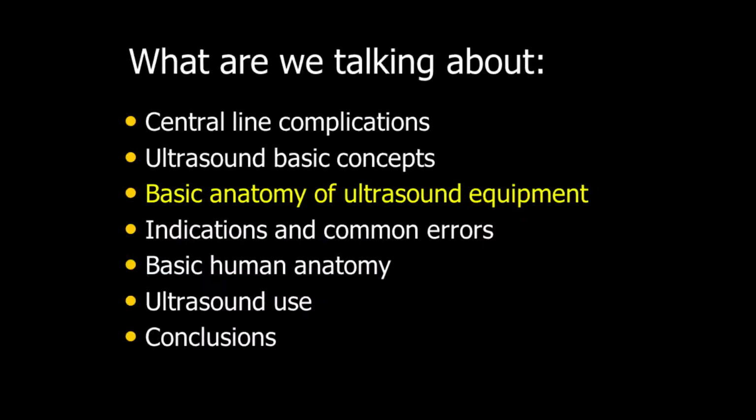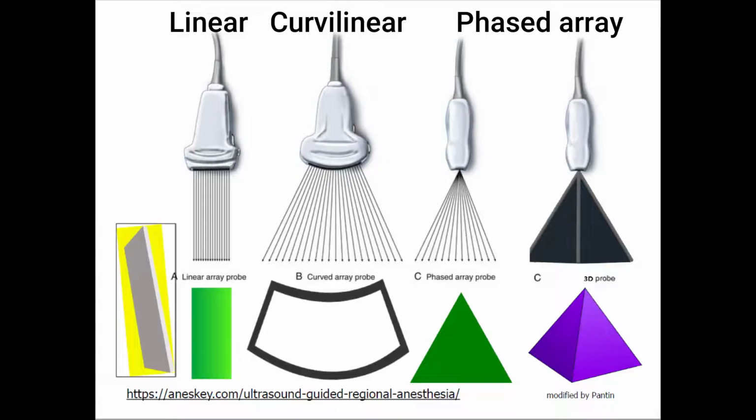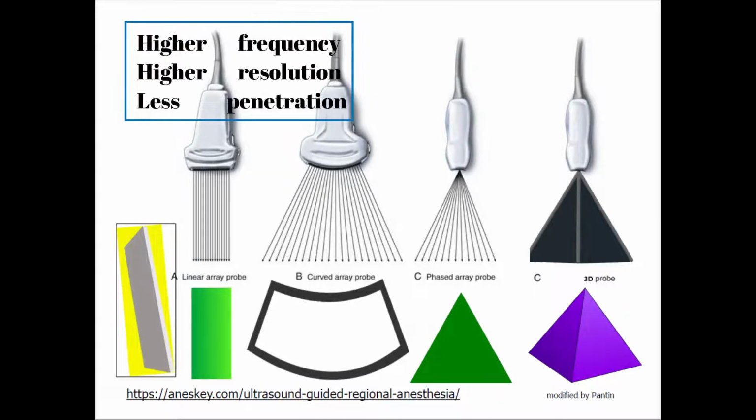Some anatomy of the ultrasound equipment. There are different types of ultrasound probes. We have linear, curvilinear, and phased array probes. For vascular access, we primarily use a linear probe; we want something with high frequency, even though they penetrate a little less, but we have a higher quality of image. Curvilinear is mostly for abdominal exam, and the phased array for abdominal but also cardiac examination.